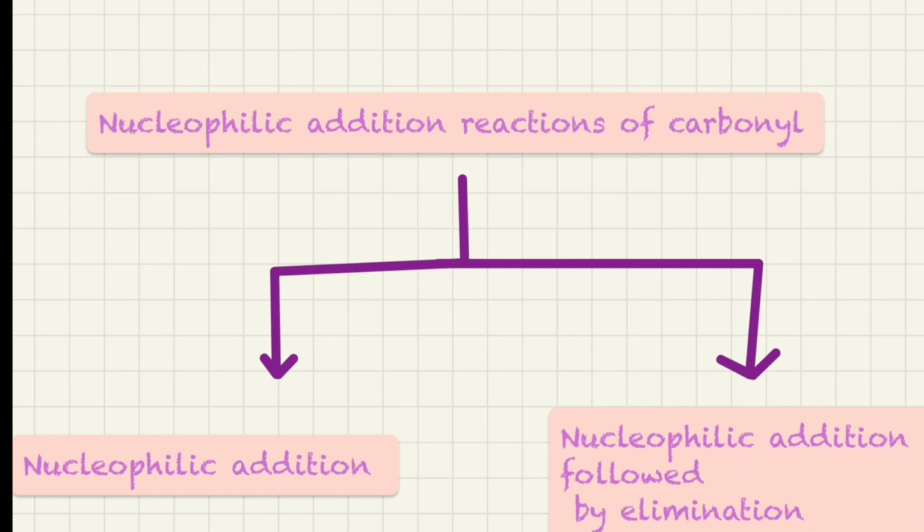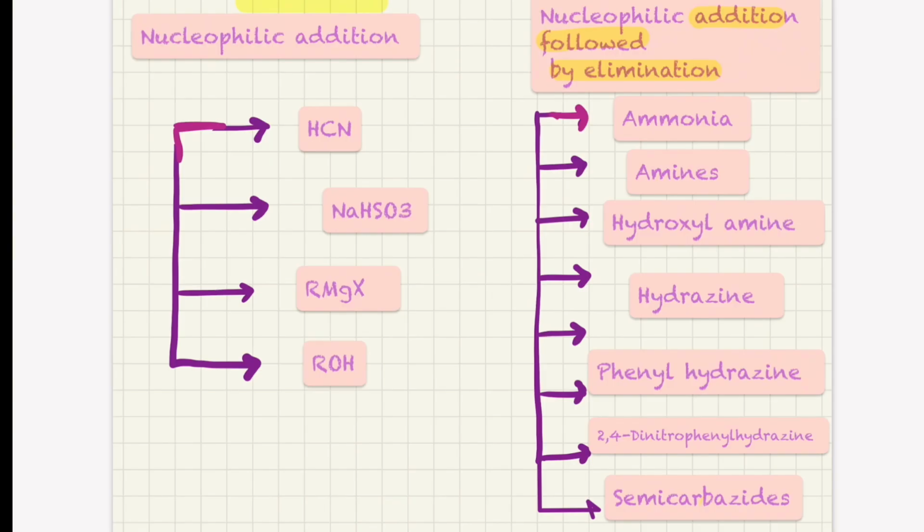As you can see, we have divided the nucleophilic addition reaction into two categories. The first category is ordinary nucleophilic addition. In the second category, the addition is followed by some kind of elimination. In nucleophilic addition, we will add HCN, sodium bisulfite, Grignard, and alcohol across aldehydes and ketones.